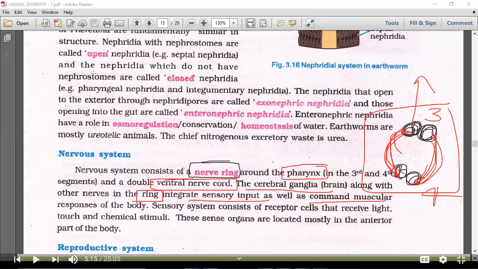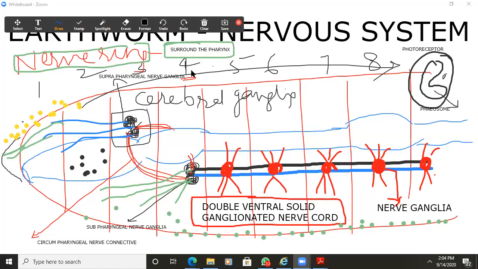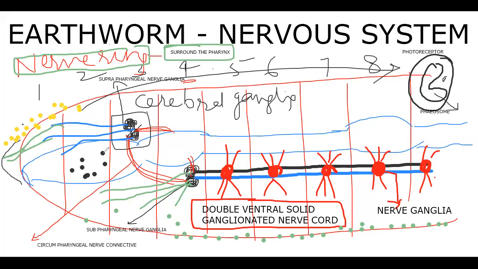Next, the sensory system consists of receptor cells that receive light, that means photoreceptors; touch, that means epidermal receptors as I said; and chemical stimuli, that means buccal receptors, which are present in the buccal chamber. These sense organs are located mostly in the anterior part of the body. That means epidermal, buccal and photoreceptors are present in the anterior part of the body. Epidermal receptors are present almost all over the body.